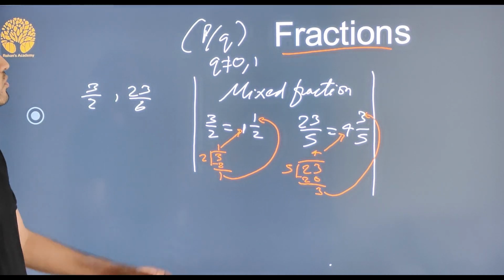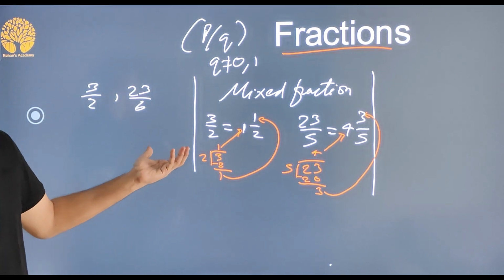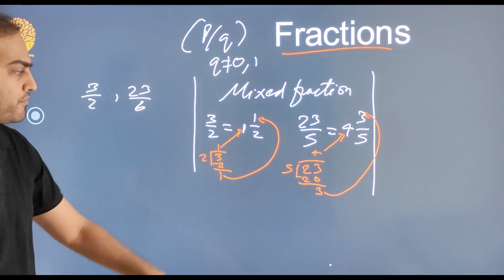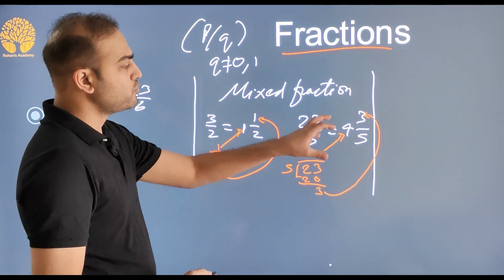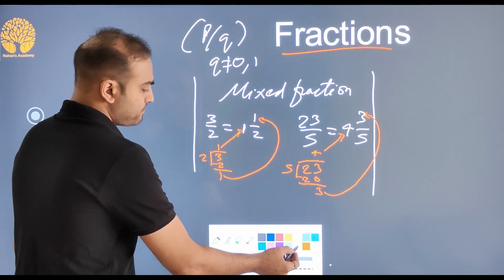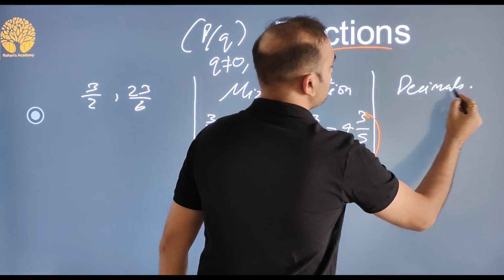Okay, so fractions can be written in two ways: normal fraction with a numerator and a denominator, or they can be written in mixed fraction form. Okay, how do we write a mixed fraction? You just have a quotient, remainder and your divisor. The same things are then simply converted to decimals.